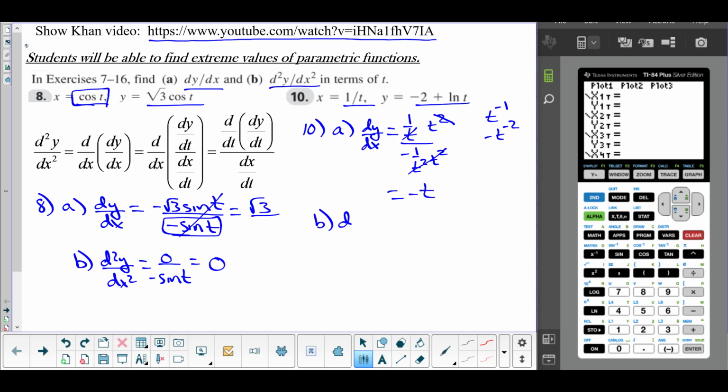Letter B, the second derivative: the derivative of the first derivative is negative 1, but you have to divide by dx/dt. Divide by negative 1 over t squared. Multiply the top and bottom by t squared, and we get t squared. That is the second derivative.